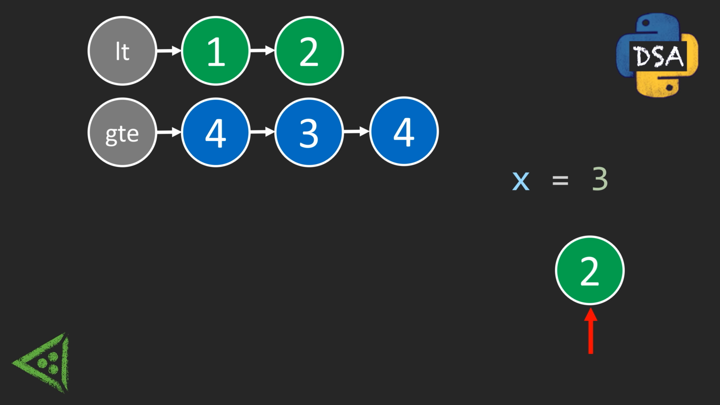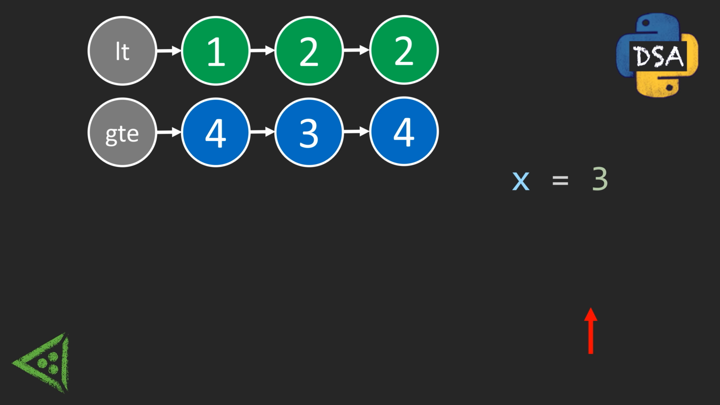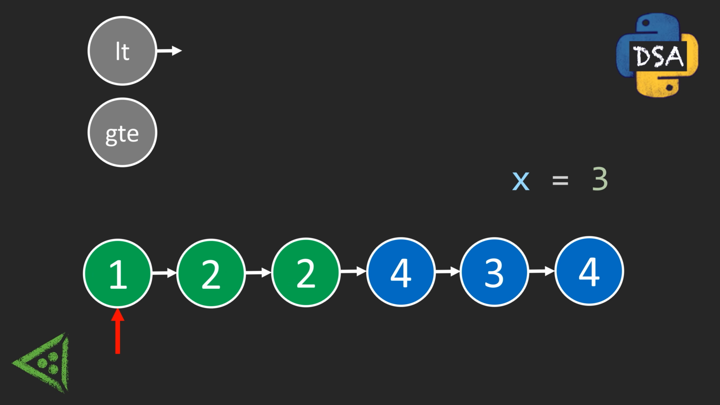Now that we have assigned each node to the proper partition, we connect the end of the LT list to the first value in the GTE list. Finally, we return the first node.